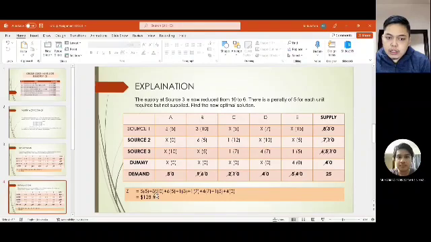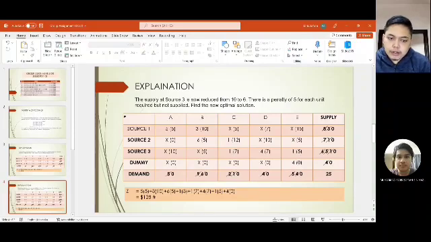So the next question is, the supply at source 3 is now reduced from 10 to 6. There is a penalty of 5 for each unit requirement. So I minus 5 from all units in the table. In source 3 supply, I change 10 to 6. So the supply and demand total is imbalanced, so I put a dummy, and for the supply I put 4 to balance the total supply and demand. So as I said before, the northwest corner method starts from the left upside.